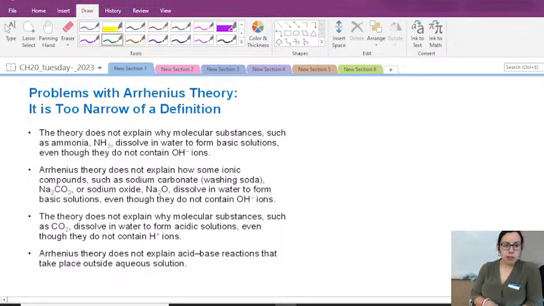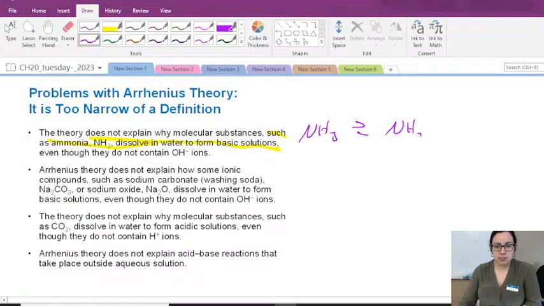So what's wrong with our Arrhenius theory? Well, first of all, it doesn't explain why ammonia is basic, because it obviously doesn't dissociate. And it doesn't explain how sodium carbonate or sodium oxide dissolve in water to form basic solutions, even though they do not contain hydroxide ions. It also doesn't explain why CO2 dissolves in water to form acidic solutions, even though it has no H+ ions.